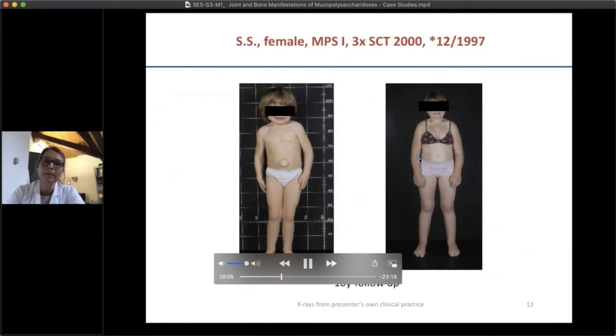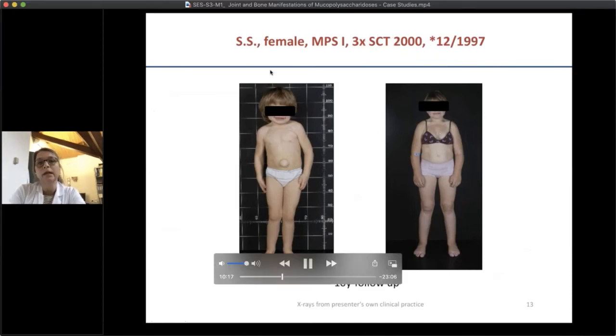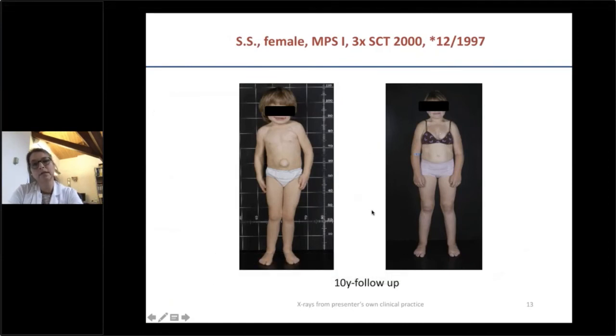This is another MPS 1 patient, a girl, or now a young lady. She was transplanted 3 times because the engraftment didn't happen really well. And in the end, she had quite good enzyme levels. But in terms of the musculoskeletal system, she took a completely different way, even though the transplantation was not as successful as in the patient I showed you before.